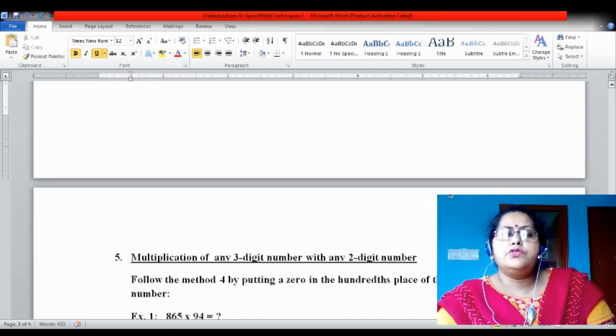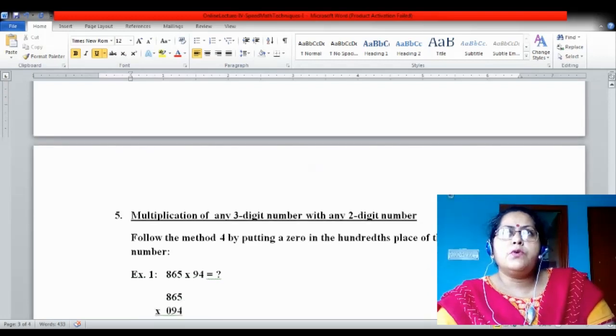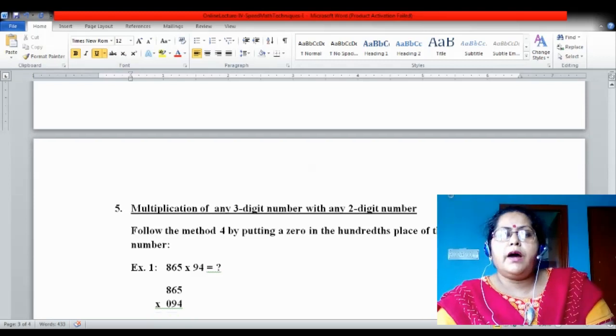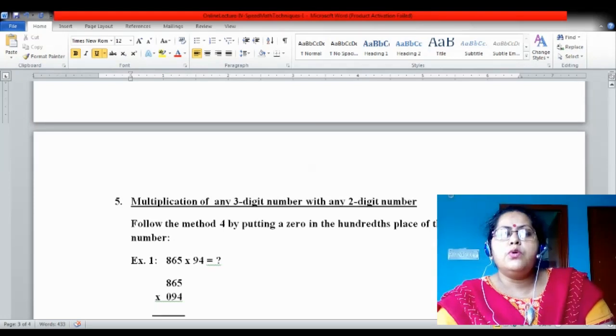Say 865 into 94, we will follow the same method, the same 5 steps, but with putting a 0 in the hundreds place. But actually it reduces to a 4-step method, not really 5-step, because you can guess why. In the 5th step we multiply the digits in the hundreds place, and that is 0. So therefore it actually stops in the 4th step. Okay, so let us see it quickly how it goes.